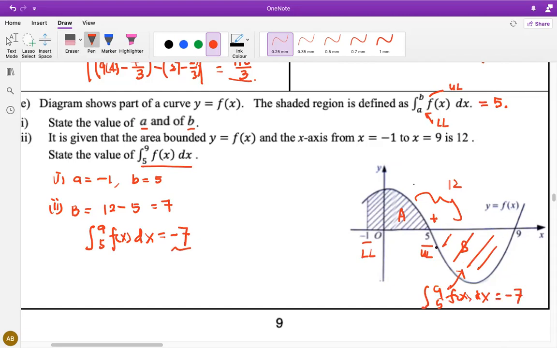The total area is 12, right? So here we add in that the shaded region is defined as the integral from a to b of f(x) dx equals 5. All right, so 5. That means here the area is 5, so here must be 7. Right, so here must be 7. Okay, so here is 5.